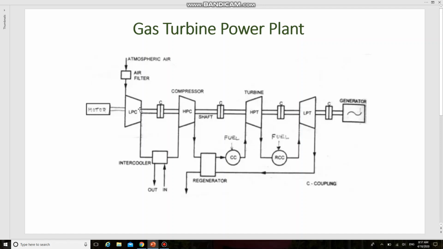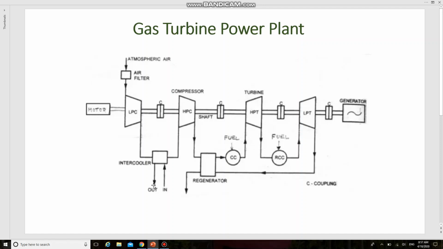This low pressure air goes to the high pressure compressor through the intercooler. Then the high pressure air goes into the regenerator. Okay, let us see what is an intercooler. The intercooler is used to reduce the work of the compressor and it is placed in between the high pressure and low pressure compressor. Intercoolers are generally used when the pressure ratio is very high.